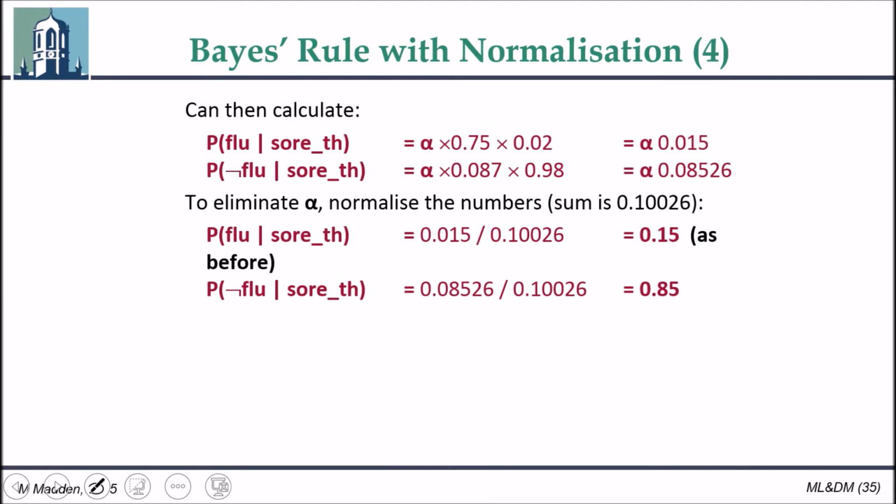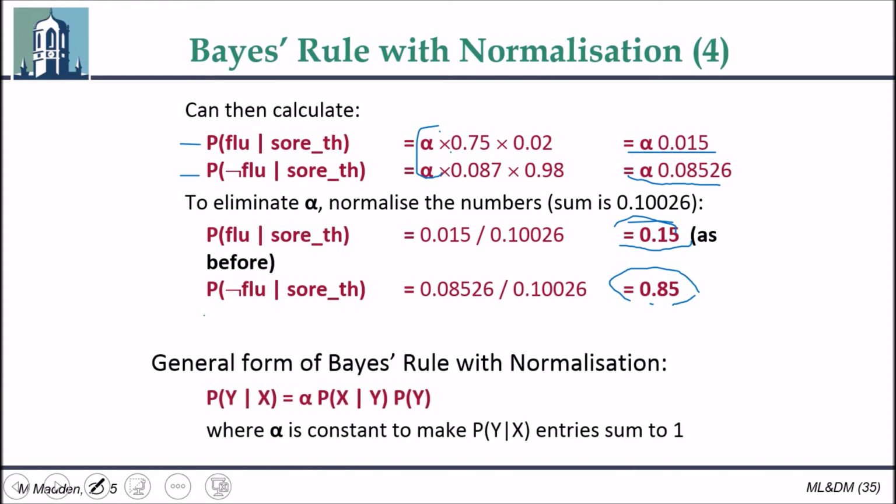And we can then calculate. We can run all the numbers, run all the formulas, and if we end up with alpha terms showing up, we can just normalize these numbers to get rid of the alphas, because we know that ultimately this probability and that probability have to sum to 1. So alpha times that plus alpha times that have to sum to 1. So we can just add these two numbers up and divide by them, and then we get these. Probability of flu given sore throat is 15%. The probability of not having the flu given that you've got a sore throat is 85%. And these numbers agree with what we saw before.